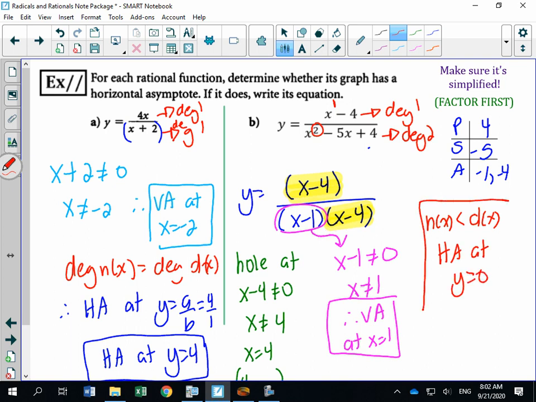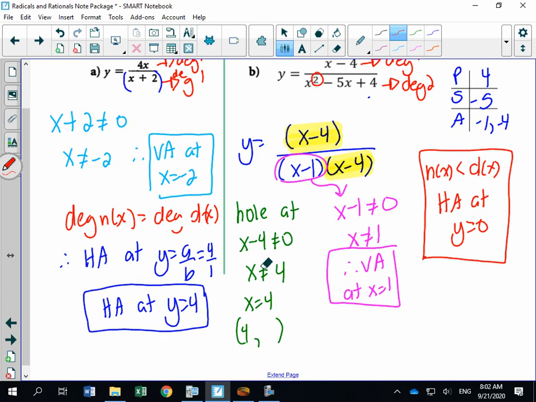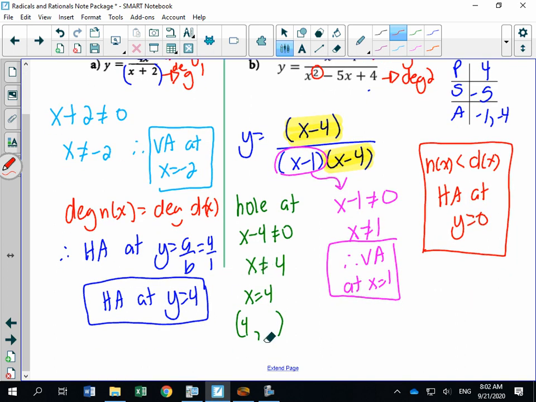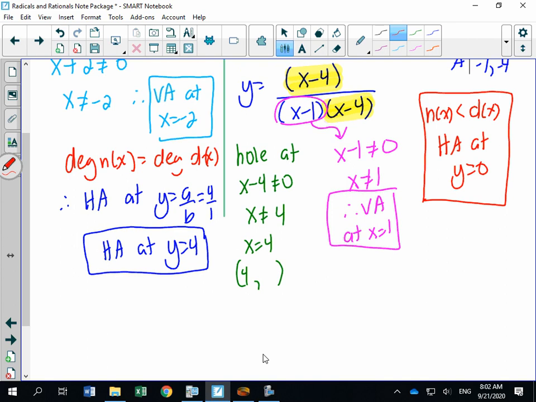Okay, so I've got a vertical asymptote, I've got a horizontal asymptote, and I've got a point of discontinuity. The last thing I need to do is find what point my hole exists at. So remember what you do for that is you have to be fully factored and simplified. So if I was to simplify this, I'm going to cancel out that. And what I'm left with is y is equal to 1 over x minus 1.